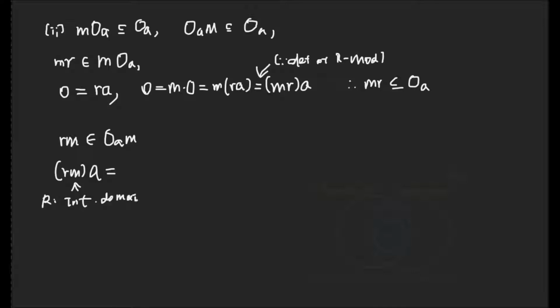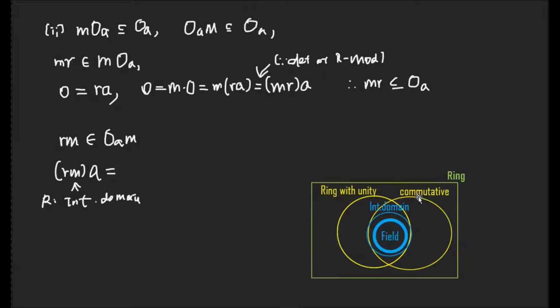What is an integral domain? It's important. When you consider this, an integral domain is a ring to begin with, a ring with unity, and commutative is warranted. So because it is commutative, we can say r m equals m r. We can change this equality because R is an integral domain and an integral domain is a commutative ring.